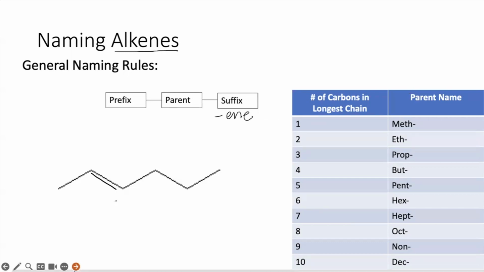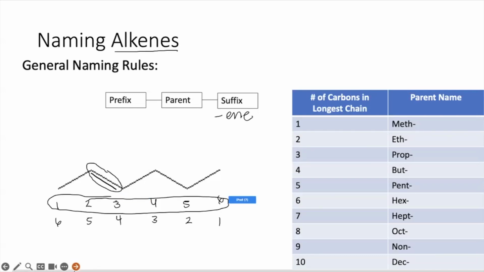So I can number this left to right or right to left. And now, because we're dealing with functional groups, we care about putting the functional group we're naming from at the lowest possible carbon. So carbon 2,3 is more desirable than 5,4 or 4,5. All right, so we're going to number left to right.